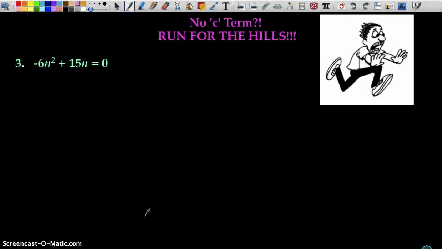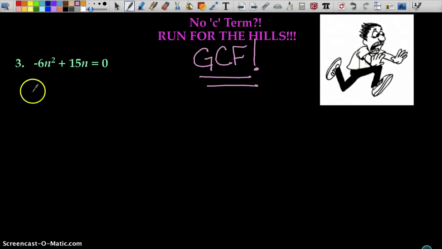But now this one has no C term, and you're thinking, oh my gosh, what do I do? If there's no C term, all you can do is take out the GCF. That's it. So what do these both have in common? Well, we can take out a 3, and we can take out an n. So we're left with negative 2n, and then plus 5.